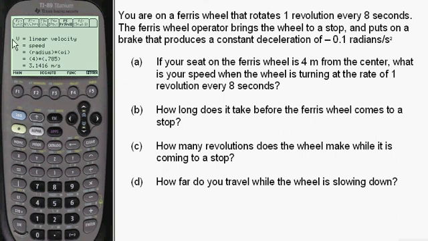And then they ask you how long does it take, or no, what is your speed when the wheel is turning? Speed is linear velocity also, and turns out to be 3.1416 meters per second. T is stopping time. How long does it take for the Ferris wheel to come to a stop?